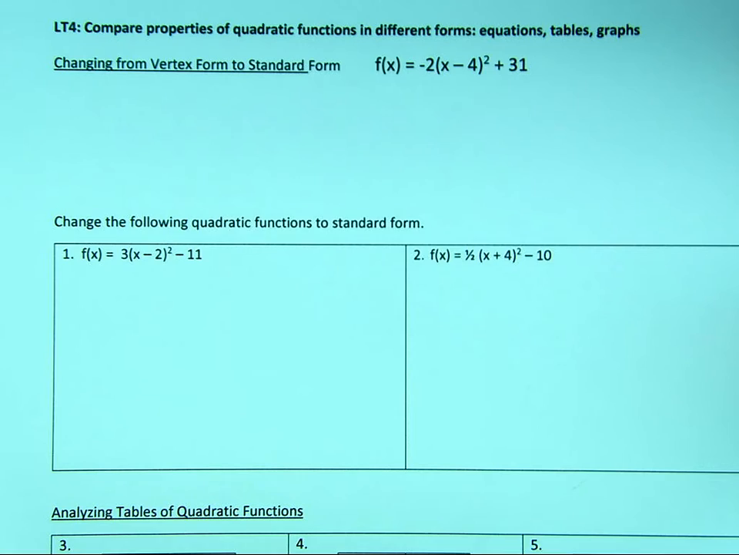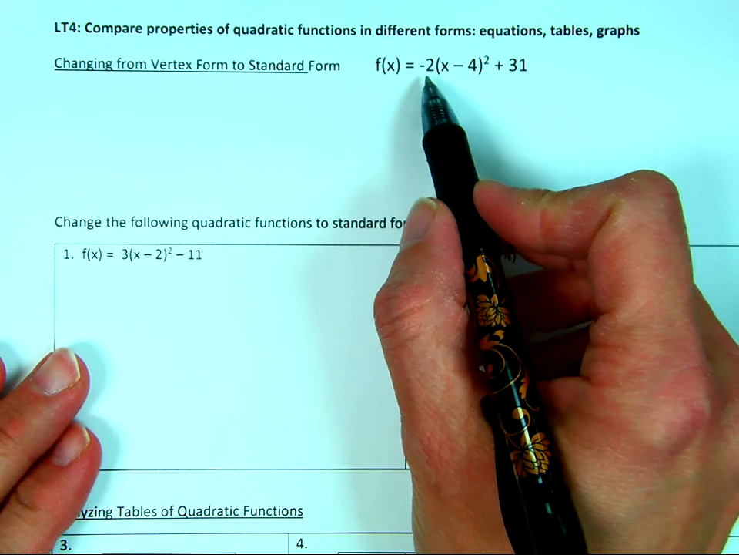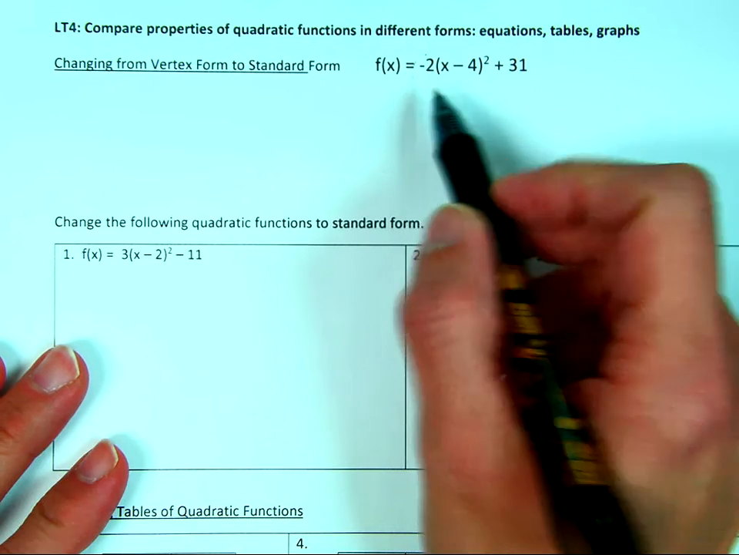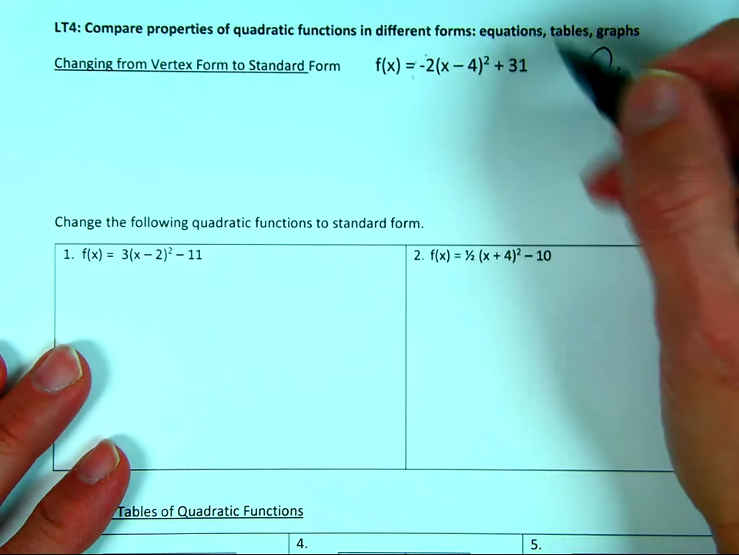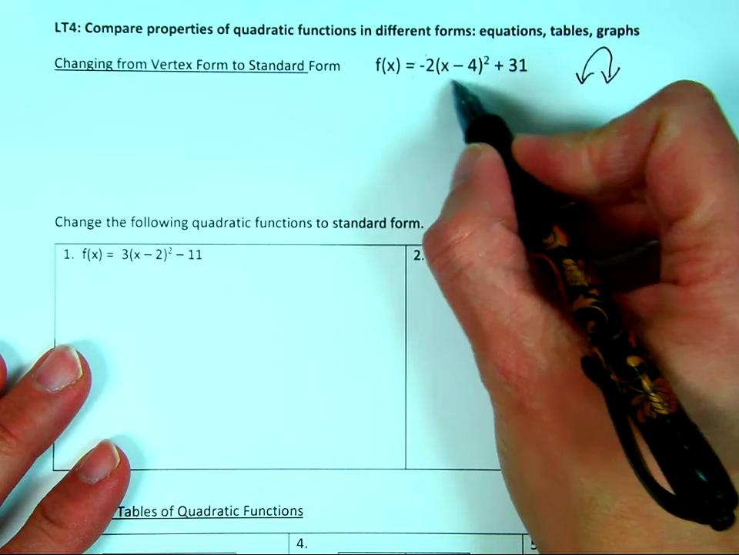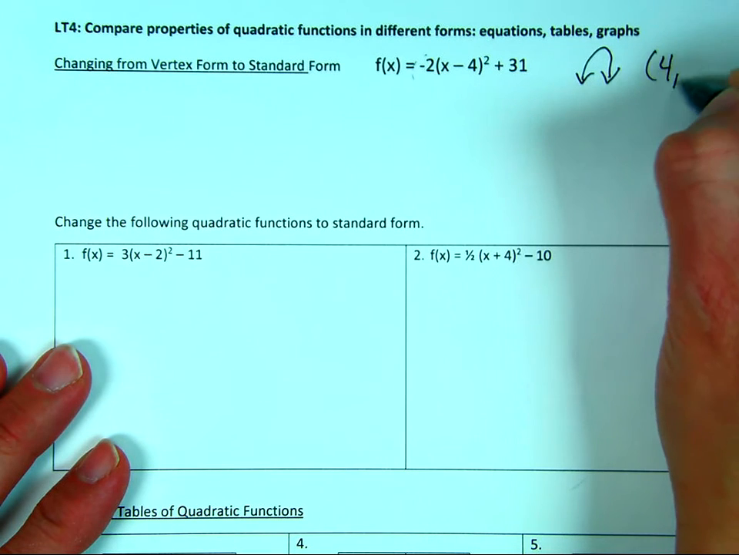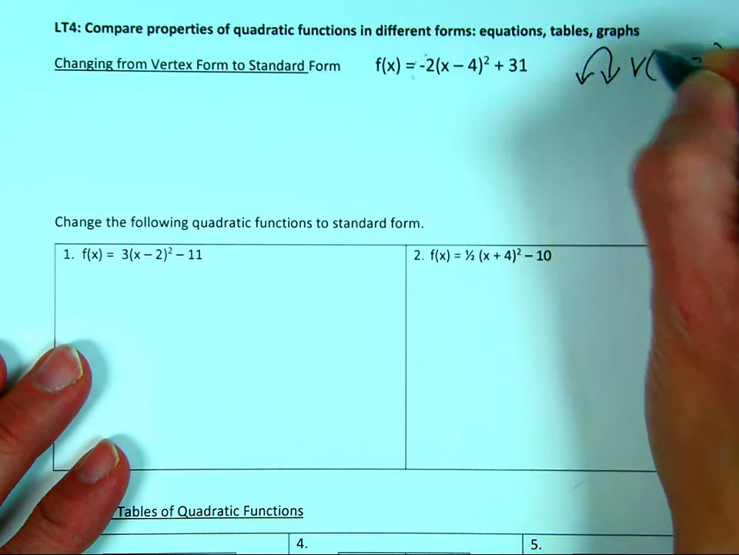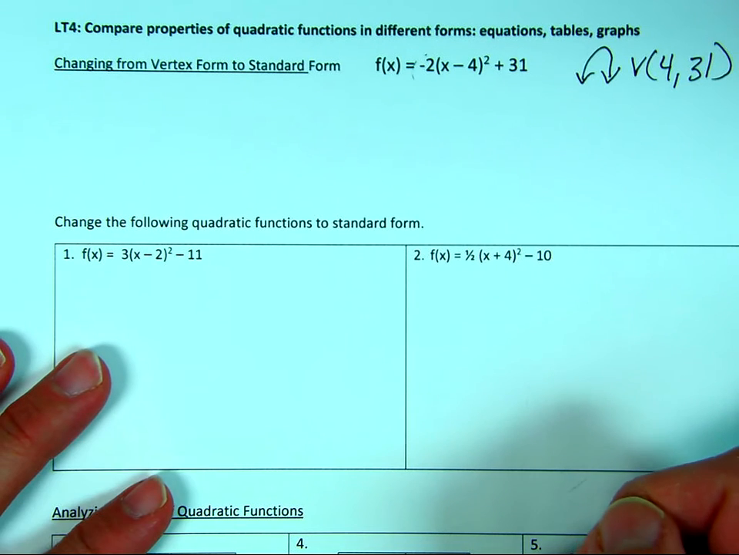Today we're going to look at tables, and we're also going to switch between vertex form and standard form. So remember, in vertex form, we can see right away what our A is. So we know this is upside down. We know it's vertically stretched because A is 2. We can tell by our H and K that it's been shifted to the right 4 and up 31, so our vertex is (4, 31).